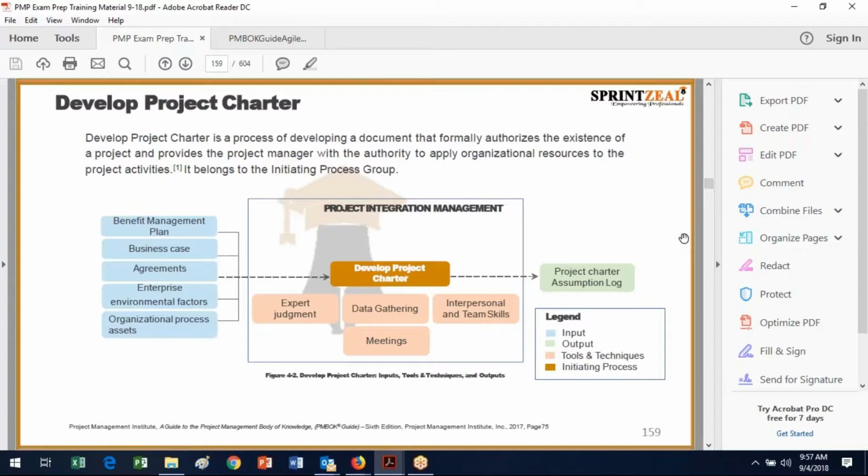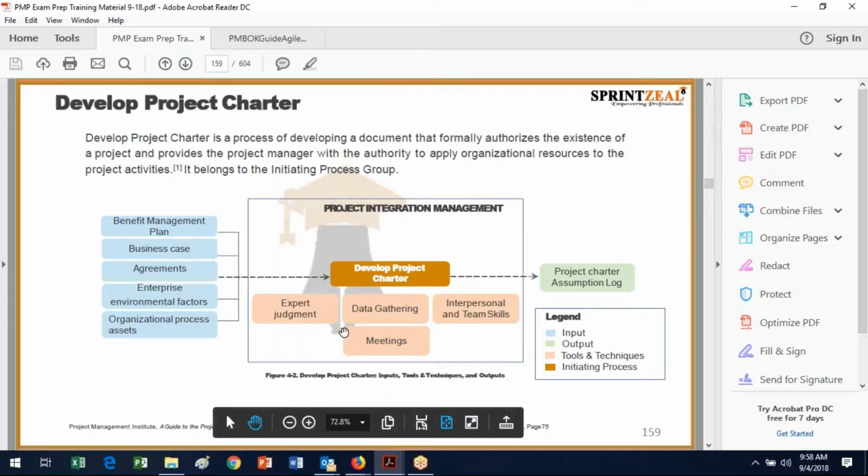First we're going to develop the project charter, and here's our ITTO diagram. All of our inputs are along the left-hand side. Can you see my little hand over here pointing? I can. Okay. So these are all of our inputs. We've got the benefit management plan. Remember, we talked about how we might choose benefits. We've got the business case. We've got any agreements that we might have in place. Maybe we have some permanent subcontractors that we always use, and we have them on retainer. And then we've got our EEFs, which are external factors, and our OPAs, which are our internal factors. And then we've got our process.